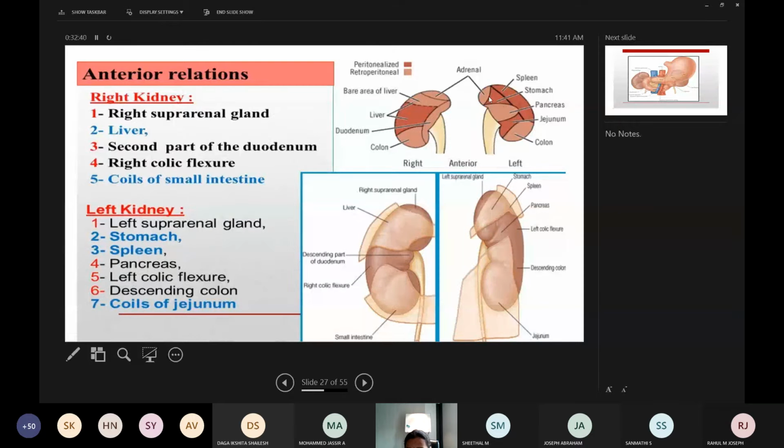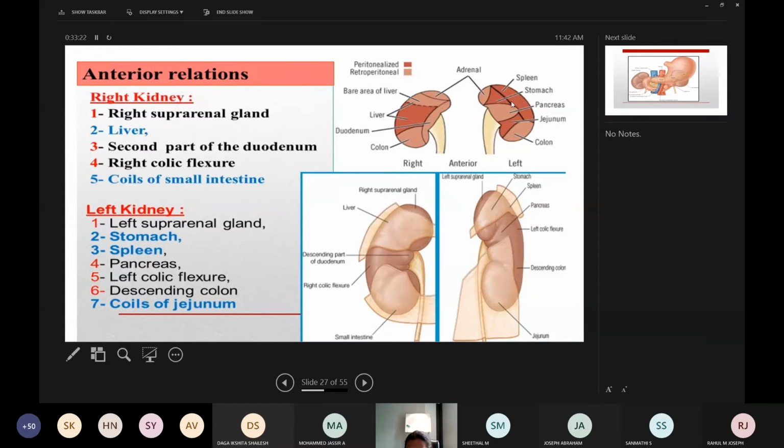Anterior relations of the left kidney: the upper pole and the upper part of the medial border is related to suprarenal gland. Then the medial border and the anterior surface is related to the body of the pancreas. Lower pole is related with the colon, that's the left colic flexure. In the rest part, the lateral border and upper three-fourths of the adjoining anterior surface is related to the spleen. It comes in contact with the renal impression on the spleen.